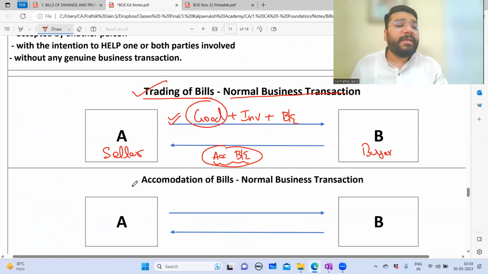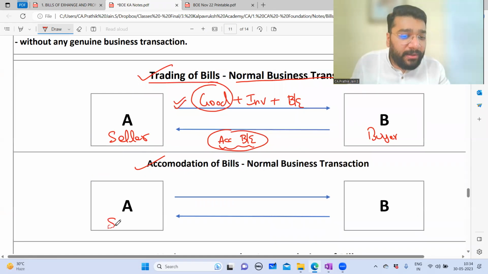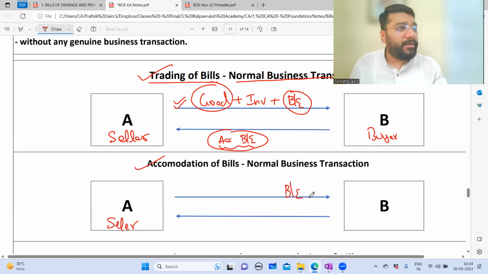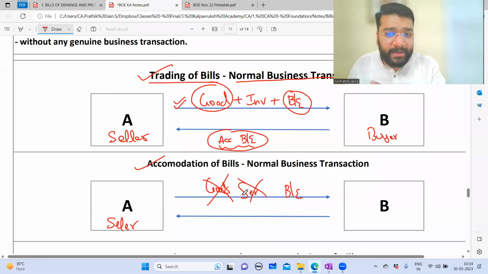Now, guys, in accommodation of bill, what happens is that the seller, I'm going in reverse, okay, gives a bill of exchange to the buyer. That is, he draws a bill of exchange on the buyer, but in return, there are neither any goods nor any services executed, which means the seller is not selling any goods to the buyer.